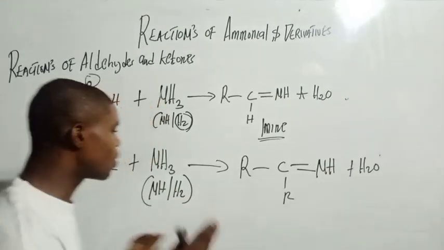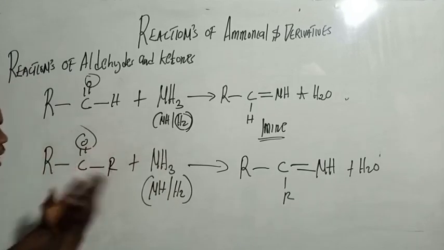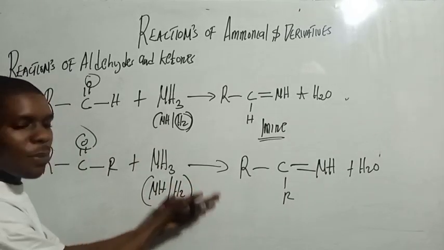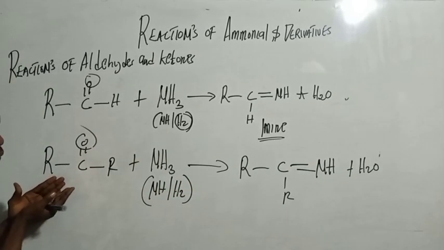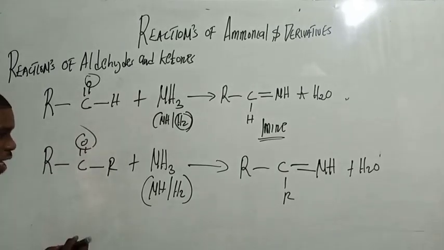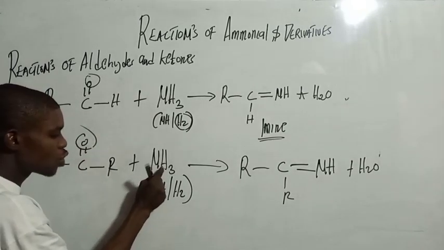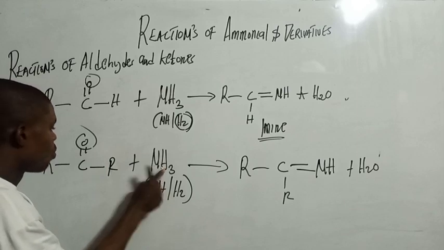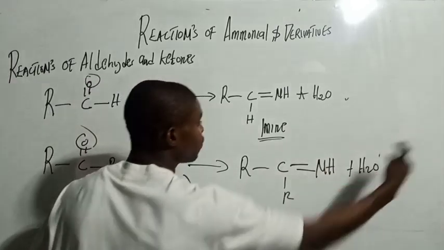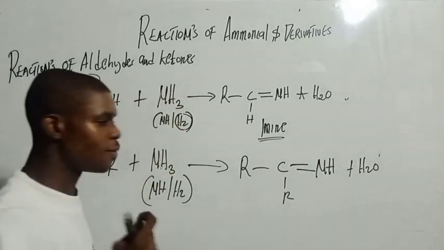But for now, understand that when these two react together, ammonia or an ammonia derivative reacting with an aldehyde and ketone, the double bond remains the same. Do you get that? These two hydrogens from here will go to form water. So water is always formed at the end of the product.